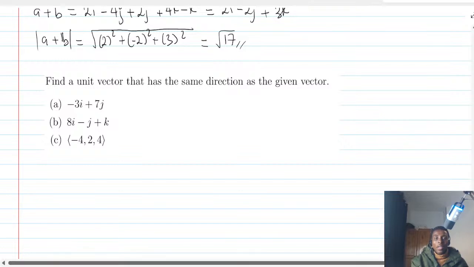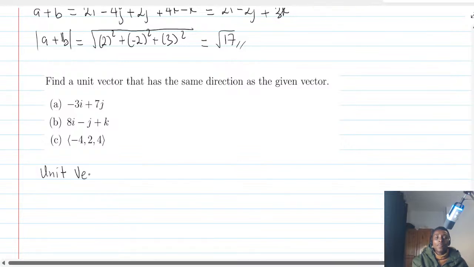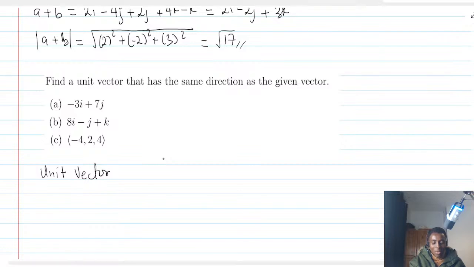So let's look at a unit vector. A unit vector is a vector which is moving in the same direction as the vector we are interested in.